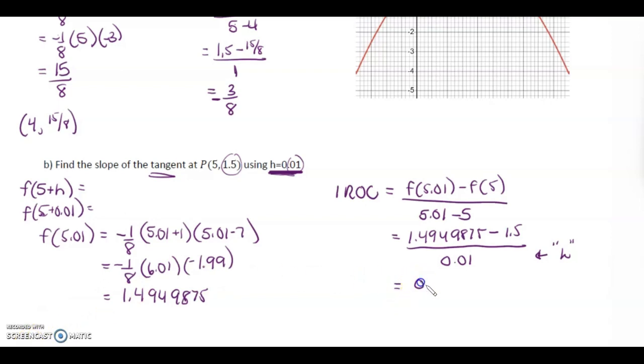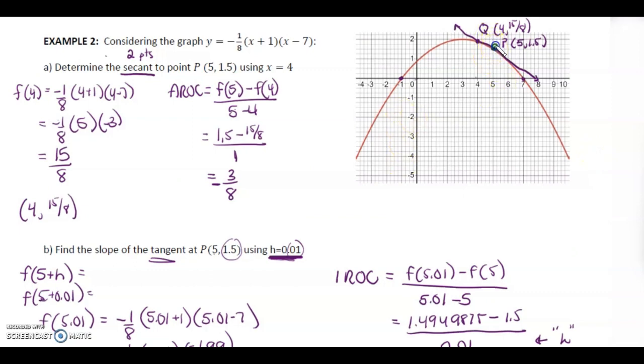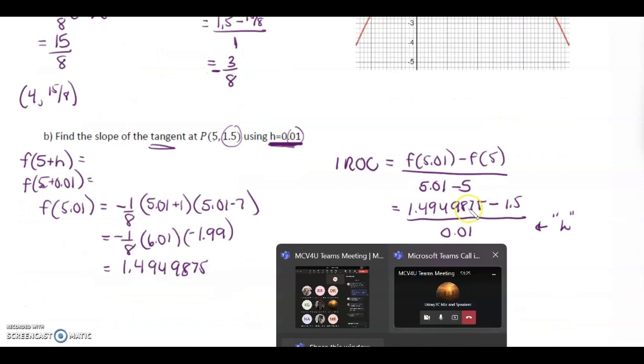Okay, so we get 0.0050125 over 0.01, giving us 0.50125. And this numerator is negative, so then our answer is going to be negative. Okay, and taking a look at 5, 1.5, again, if we look back up on this graph and we take a look at 5, 1.5 and we drew a tangent line, again, it's a negative slope. So that makes sense.